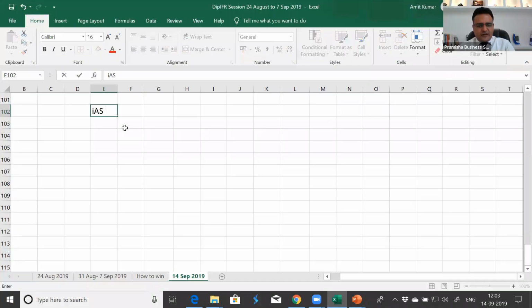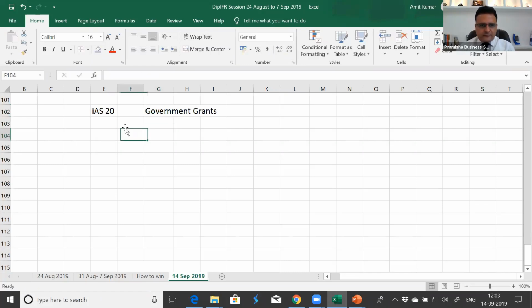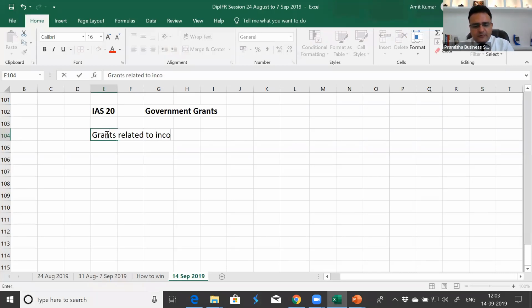IAS 20 is the standard dealing with government grants. We can get grants for the expenses the entity incurs, or grants for the assets we purchase. It depends on company policy, and even the government's policy, what they want to promote. Depending on their promotional activities, they may give grants related to income and grants related to assets.